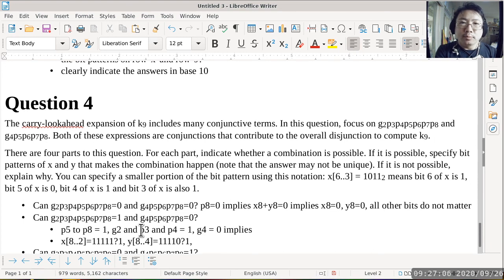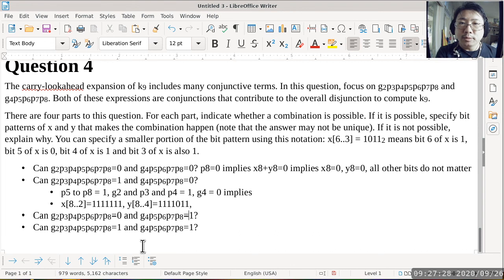So now we work on bit 3. The only requirement of bit 3 is that the p term has to be a 1. The p term is the disjunction of the corresponding bits in x and y. So once again, we just need at least one of them to be a 1. We can have a 0 here, we can have a 1 here, it doesn't really matter. All right, so that will make the second case happen.